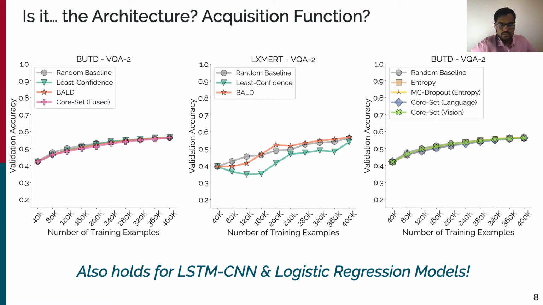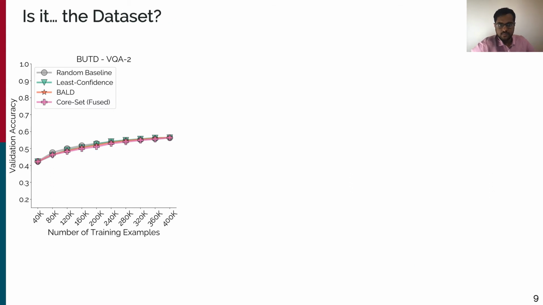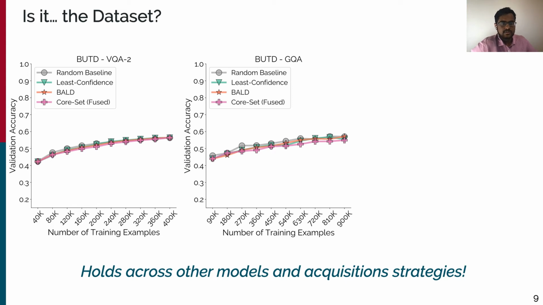So if it's not the models or the strategies, what is it? Well, the next place we looked was the data. Maybe this is just a VQA2 problem. However, when we look at other standard VQA datasets like GQA, we see a similar story. This is especially interesting given that GQA is synthetically constructed. And yet, for whatever reason, active learning fails to work.